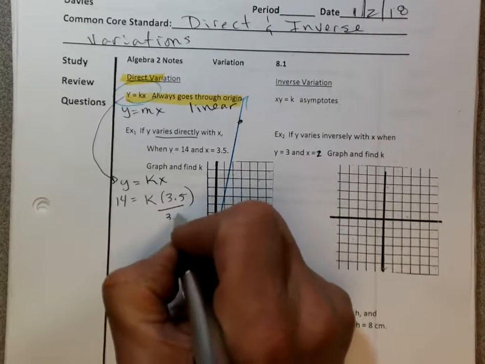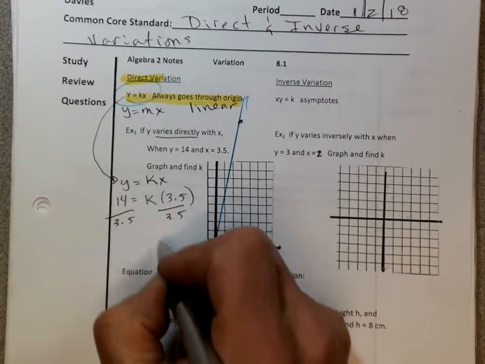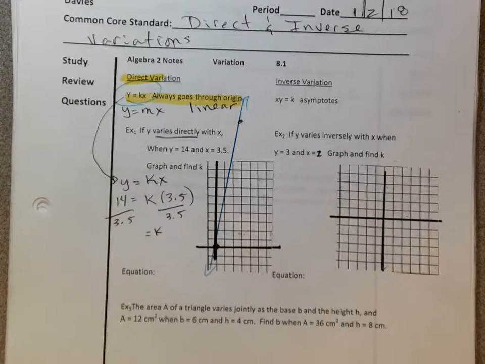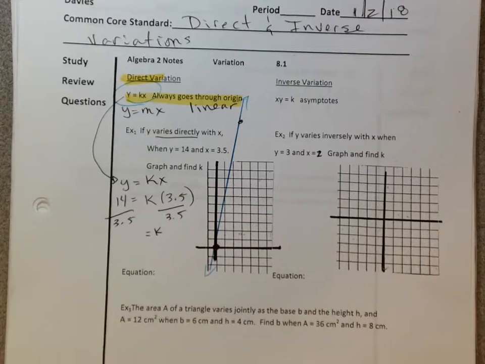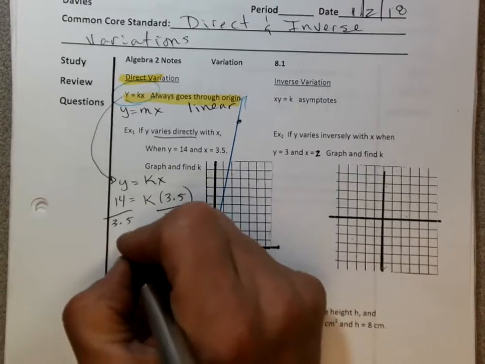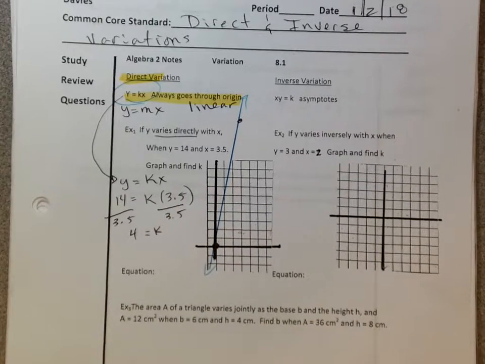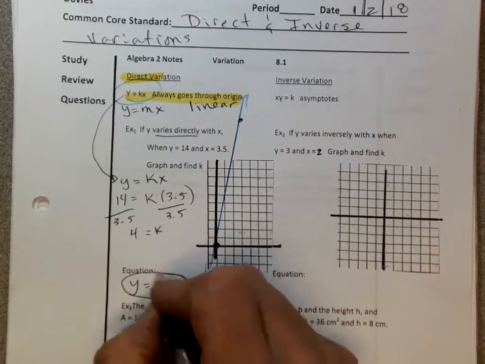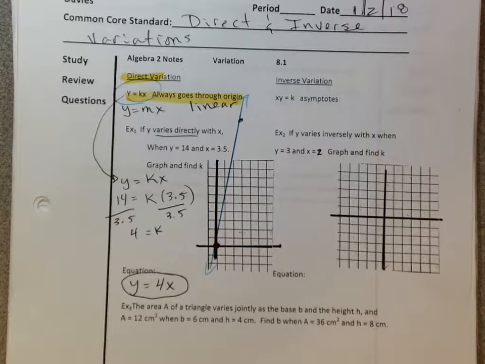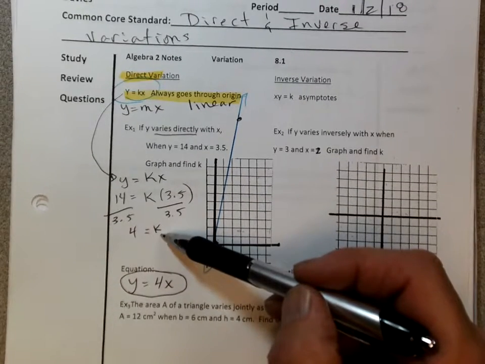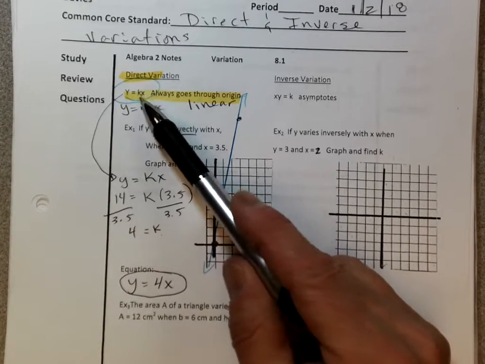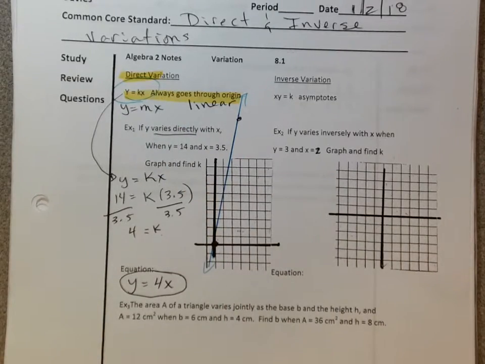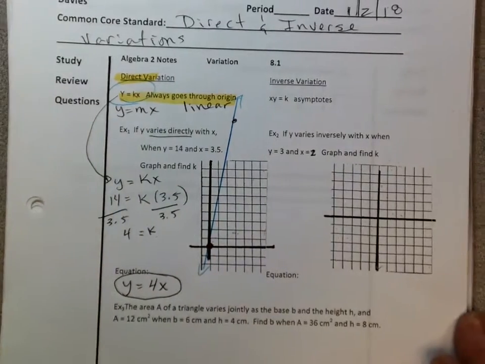So let's put the 14 in for the y and the 3.5 in for the x. That's all I did. Let's divide by 3.5, divide by 3.5, and k will equal, that's what calculators were made for, right? 14 divided by 3.5, I get an answer of 4. So the equation, we're going to rewrite as y equals 4x. I solved for k. To rewrite the equation, I write y equals whatever the value of k is, which is 4. There you go. And we graphed it. That was easy.